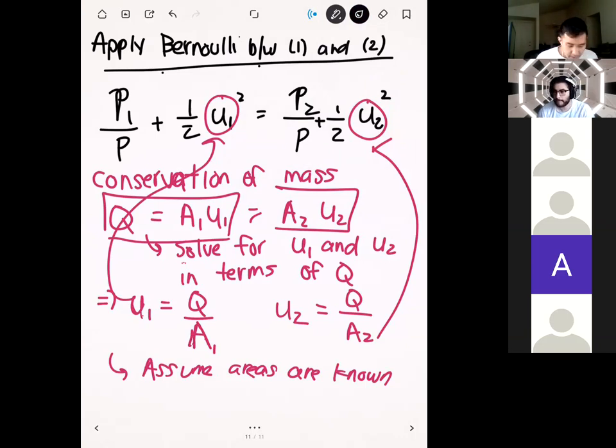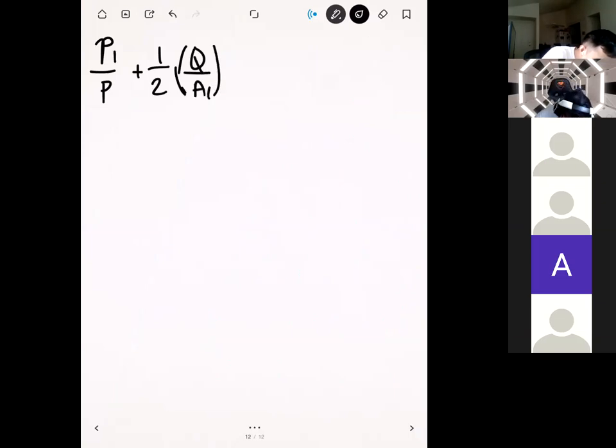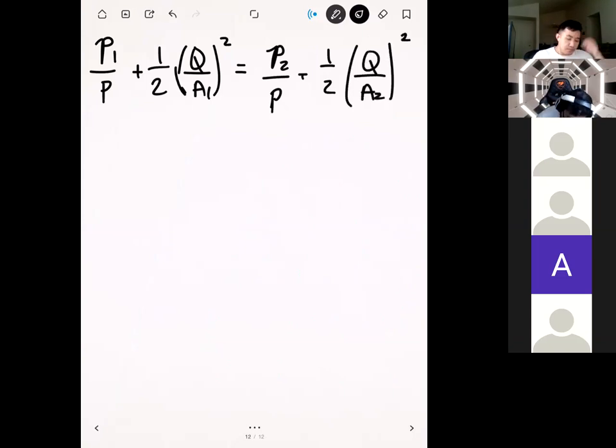Okay. And so let's plug in for U1 and U2, and let's solve for Q. We still have P1 over rho plus 1/2, and if we plug in our expression for U1, we have Q over A1 squared. This is equal to P2 over rho plus 1/2 Q over A2 squared. And now that we have this expression, we can solve for Q.